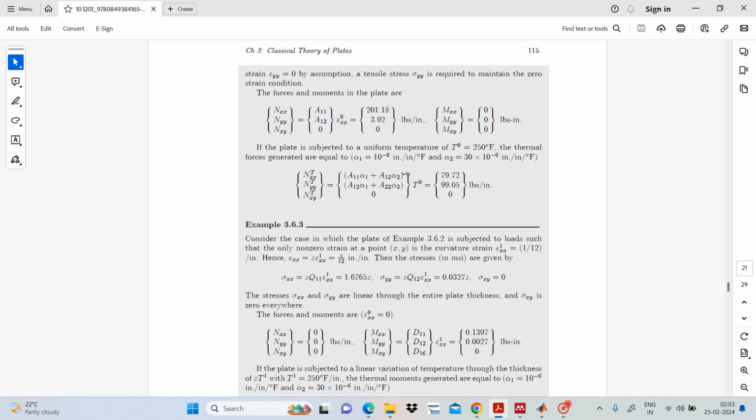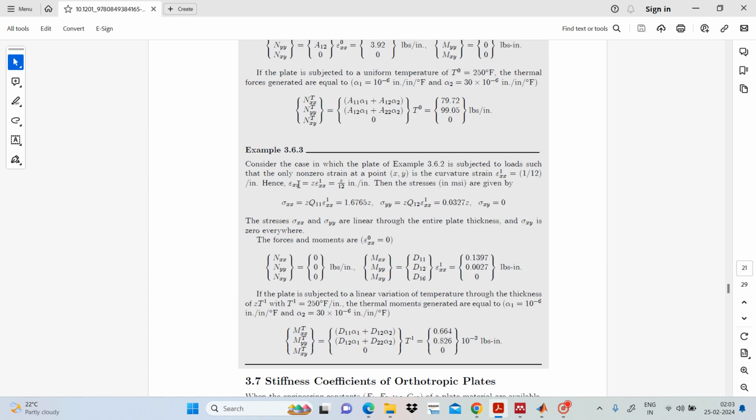Now in this example, we are given epsilon 1 xx, because epsilon 1 xx is the bending part, not the stretching part. From classical laminated plate theory, epsilon 1 xx is the bending part. Therefore, this bending part is related with z times epsilon 1 xx, and the stretching part is 0, so the strain is epsilon naught xx, which is 0, plus z times epsilon 1 xx.